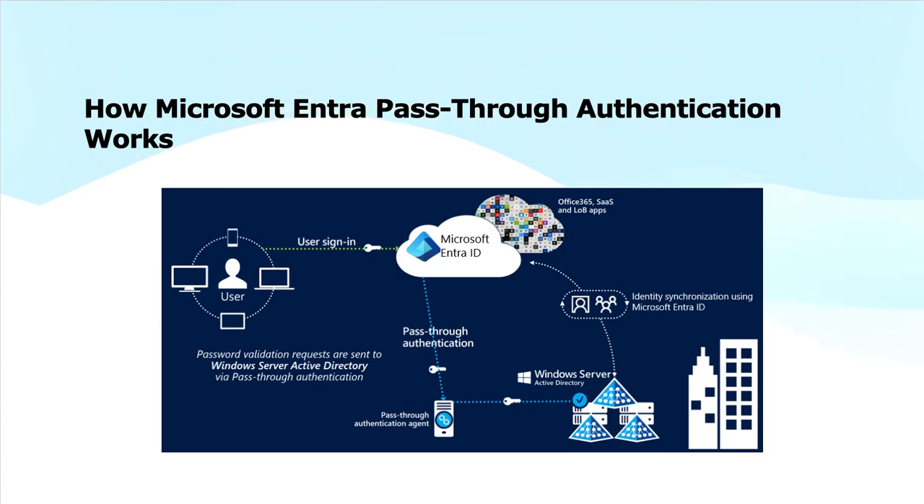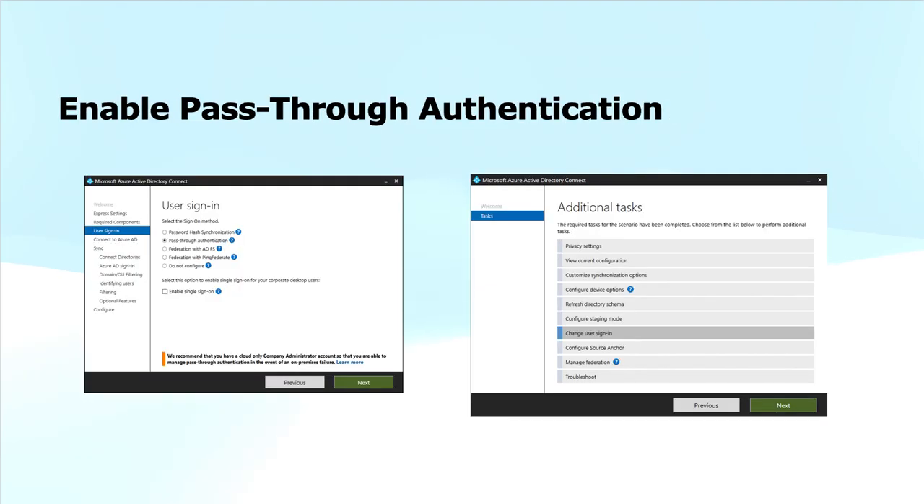We can enable this pass-through authentication from the same sign-in page. So the second option we have is the pass-through authentication, and the rest of the options are there for federation with ADFS or Ping as a third party. Or maybe you don't want to configure the sign-in method right now. You just want to synchronize the identities, then you can go with Do not configure.